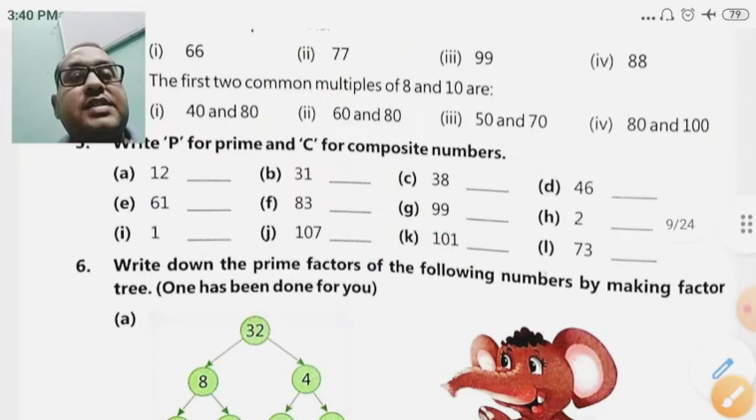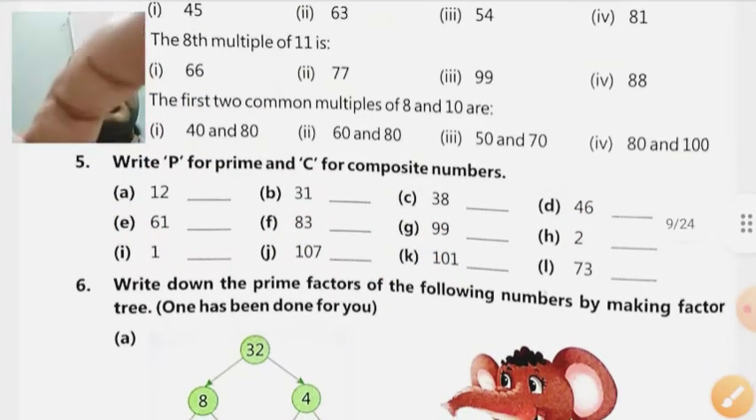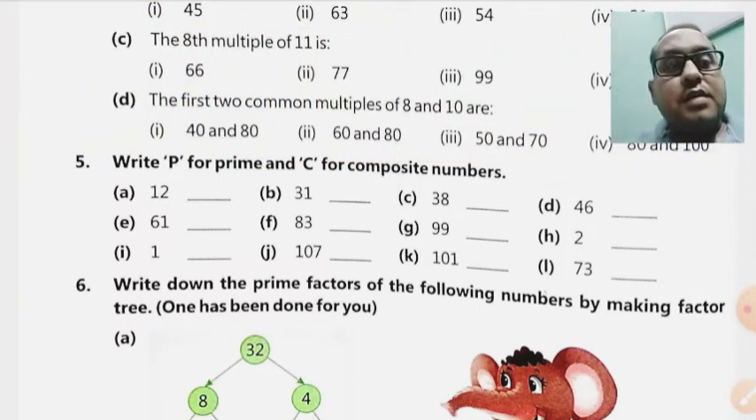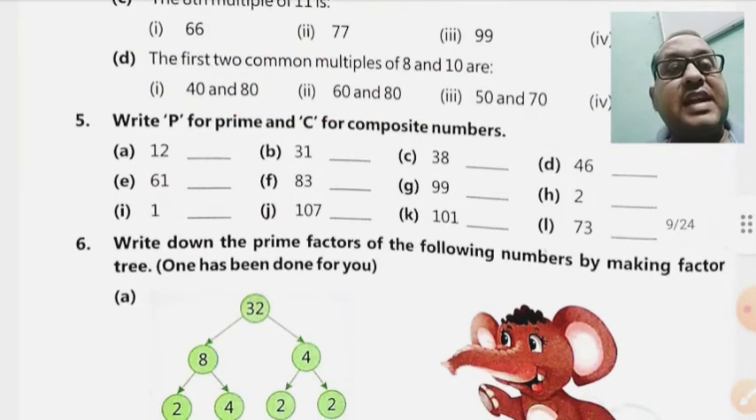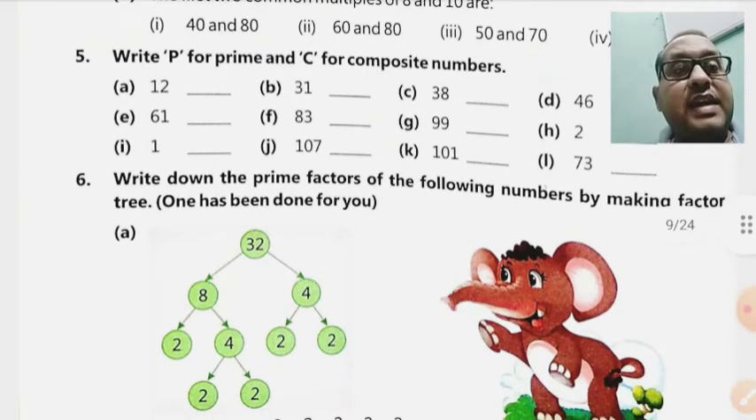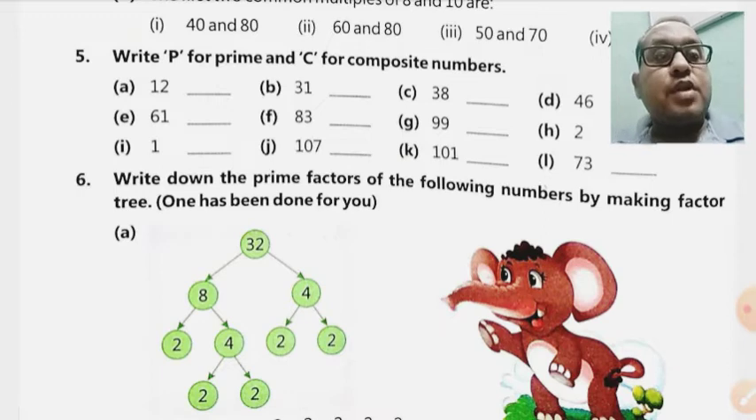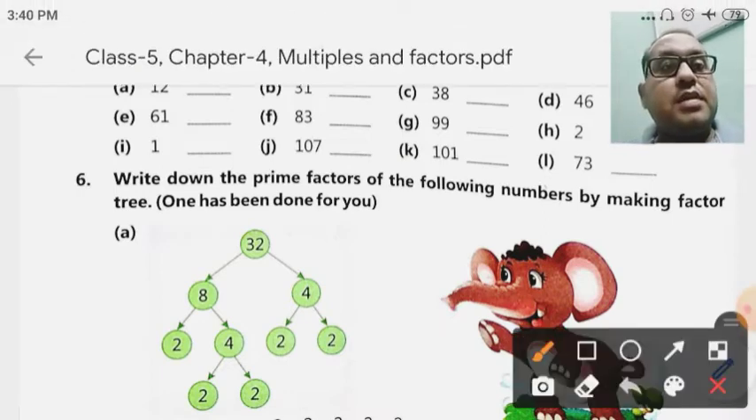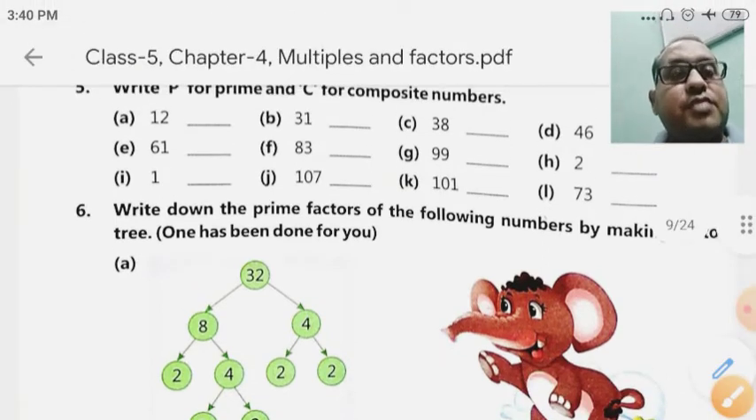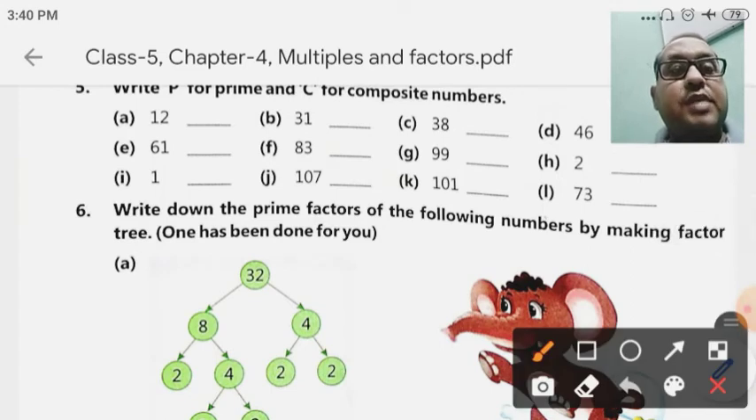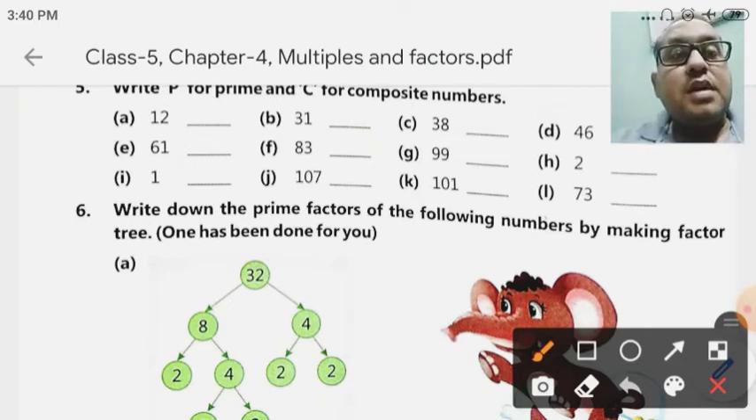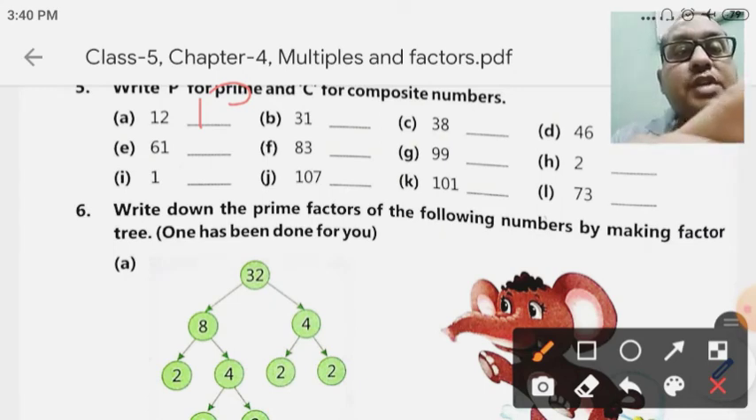Next is question number 5. Question number 5 is: write P for prime numbers and C for composite numbers. So here we have a few numbers. We have to write P for prime numbers and C for composite numbers. So what is 12? 12 is a composite number because it is divisible by 2, 3, 4. So it is a composite number. So write C here.